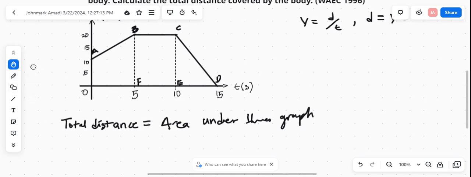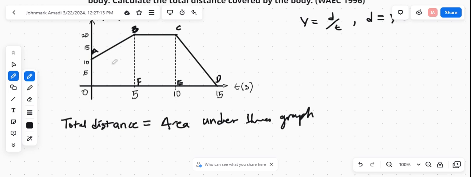The first shape you can see here is OABF. Do you see that shape? OABF. This is a trapezium. A trapezium is a shape that has two of its sides parallel. So you see OA is parallel to what? BF. While this side is not. So this is a trapezium.